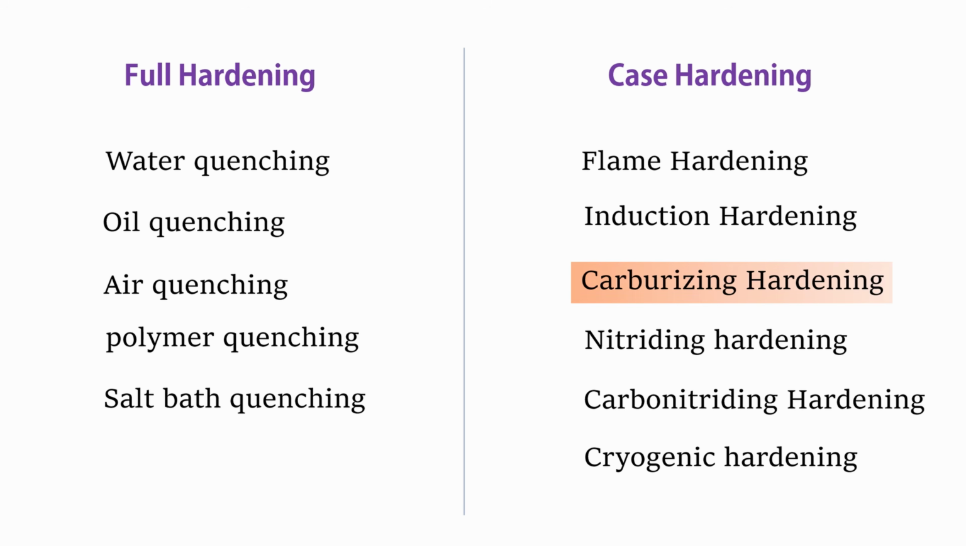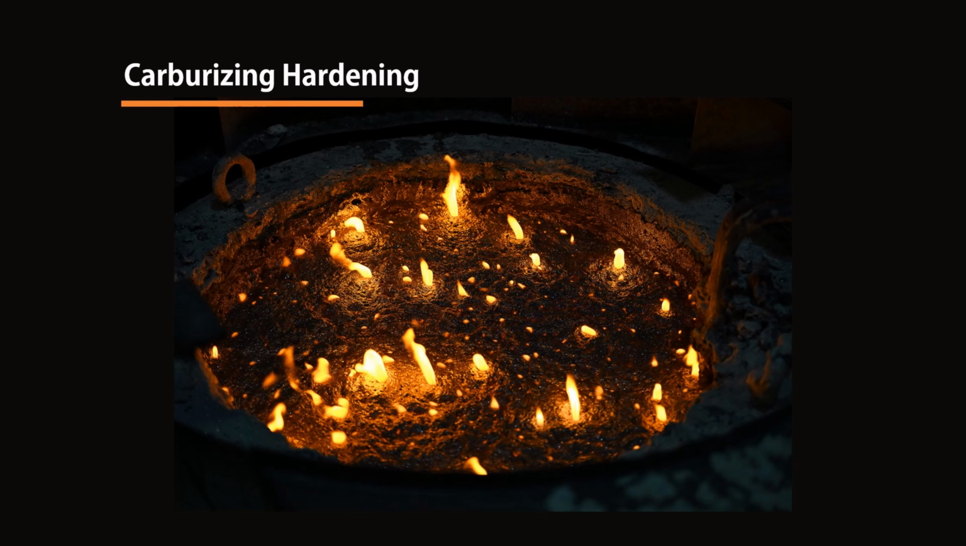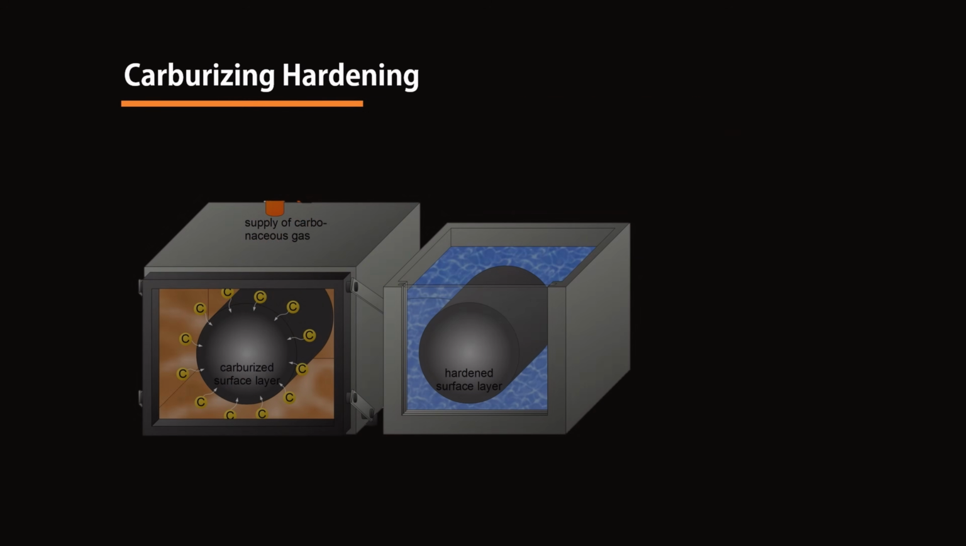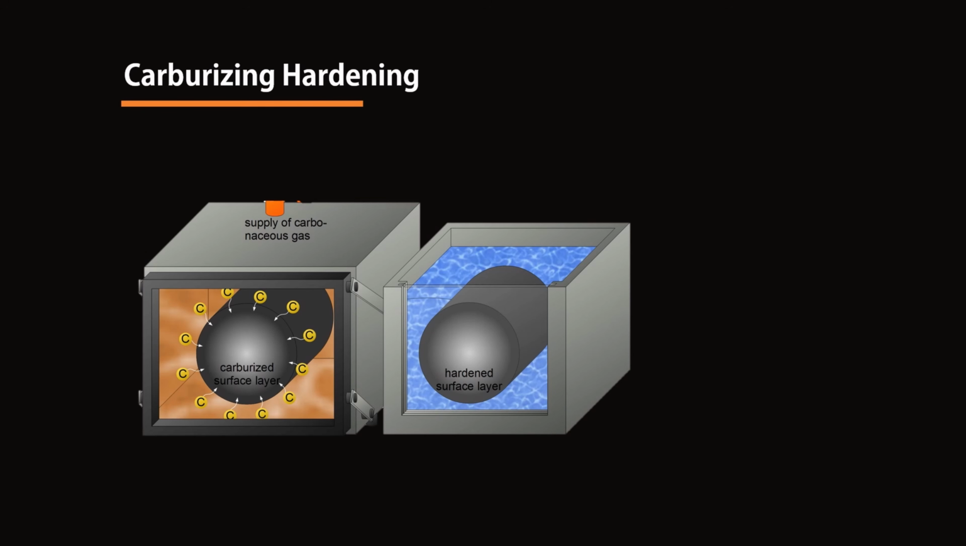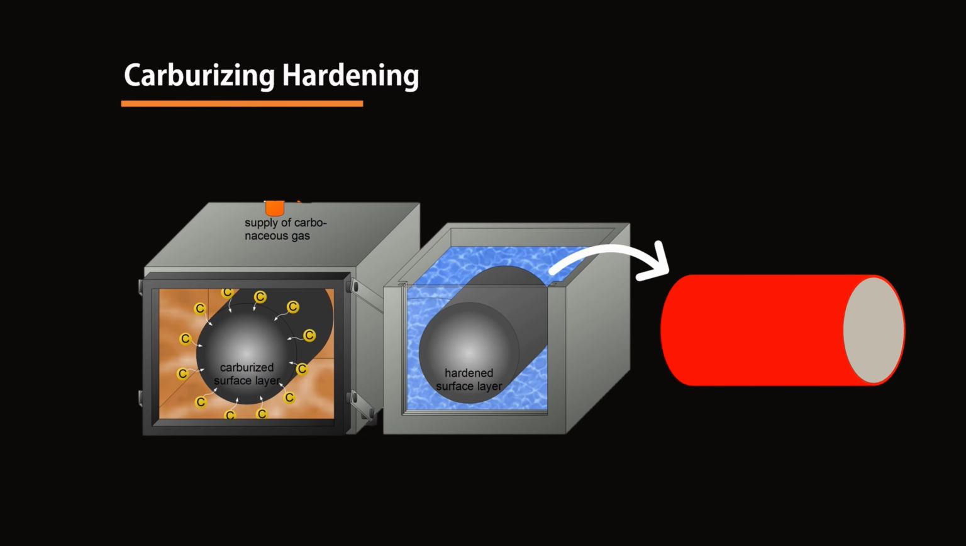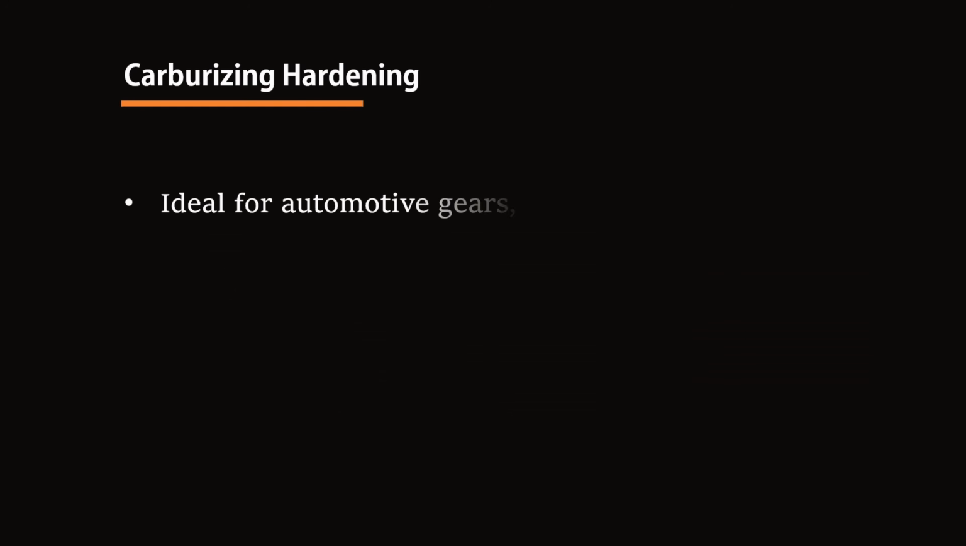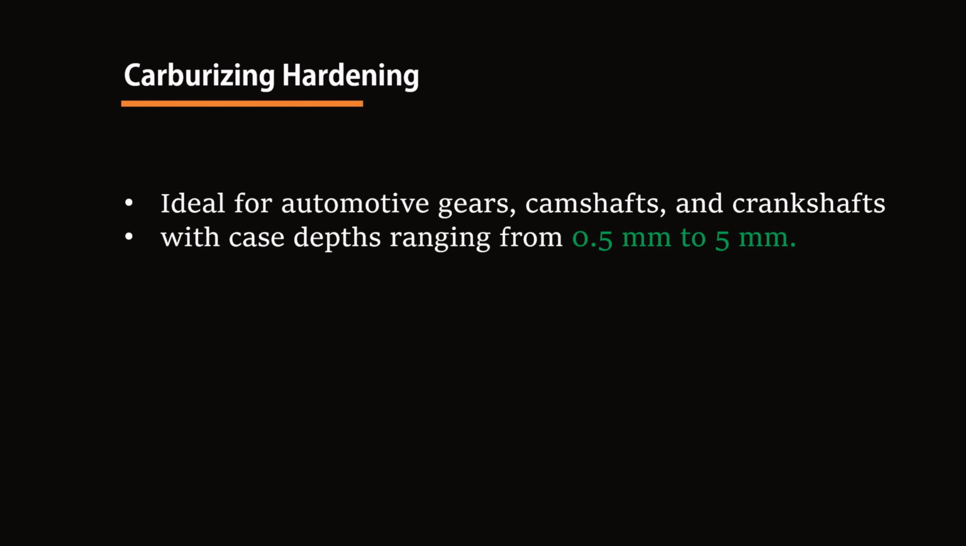Next, we have carburizing. In carburizing, the steel is heated in a carbon-rich environment, often provided by a gas like methane or propane, or solid carburizing compounds, allowing carbon atoms to diffuse into the surface and increase the carbon content. And this creates a hard wear-resistant surface while keeping the core softer and more ductile. Carburizing is ideal for automobile gears, camshafts, crankshafts, with case depth, or hardening depth, ranging from 0.5 to 5 mm.